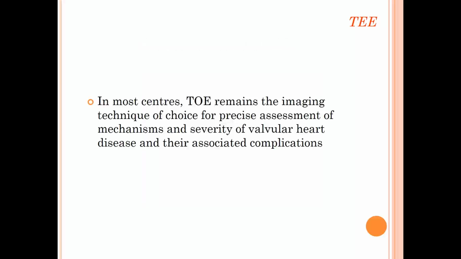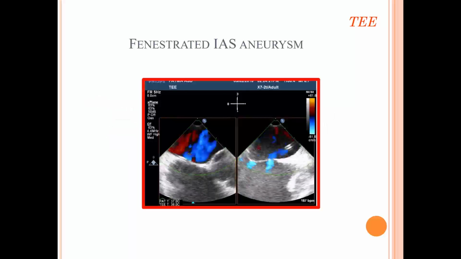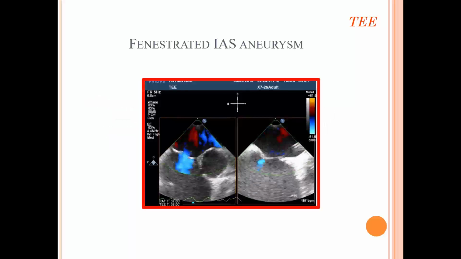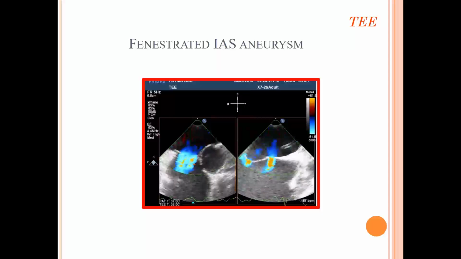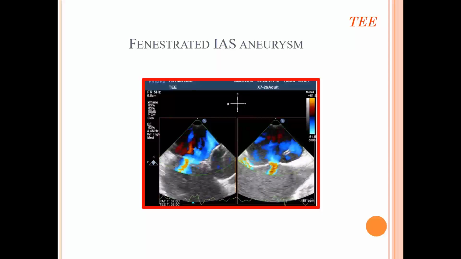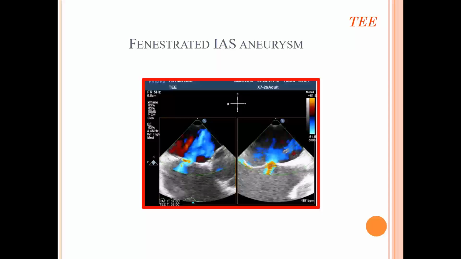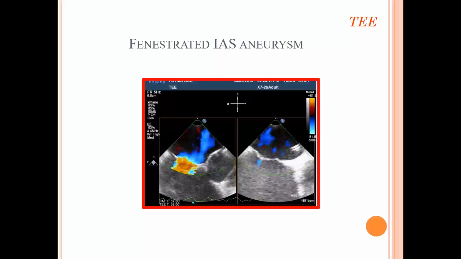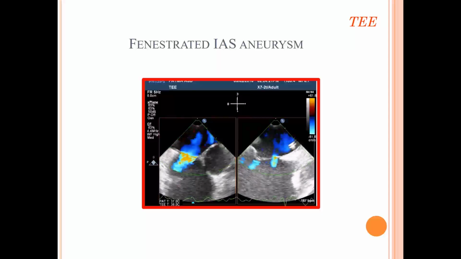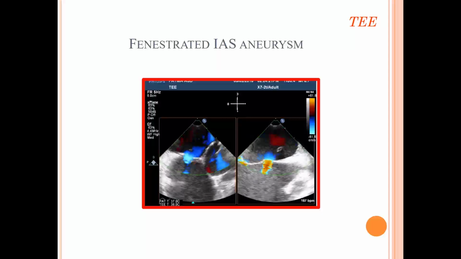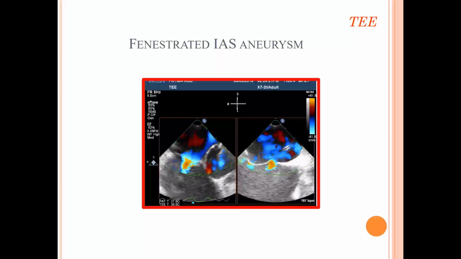In most centers, transesophageal echo remains the imaging technique of choice for precise assessment of mechanism and severity of valvular heart disease and their associated complications. Not only this, the interatrial septum can also be seen properly by transesophageal. In the adult group, more than 20% of cases of ASDs can be missed by transthoracic echo.